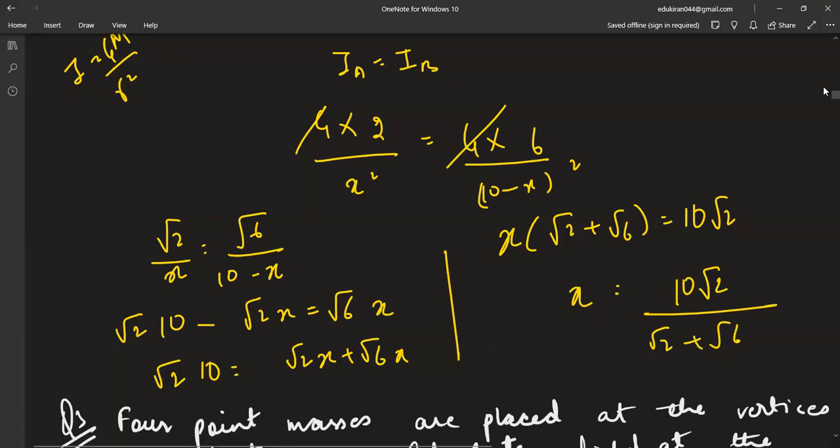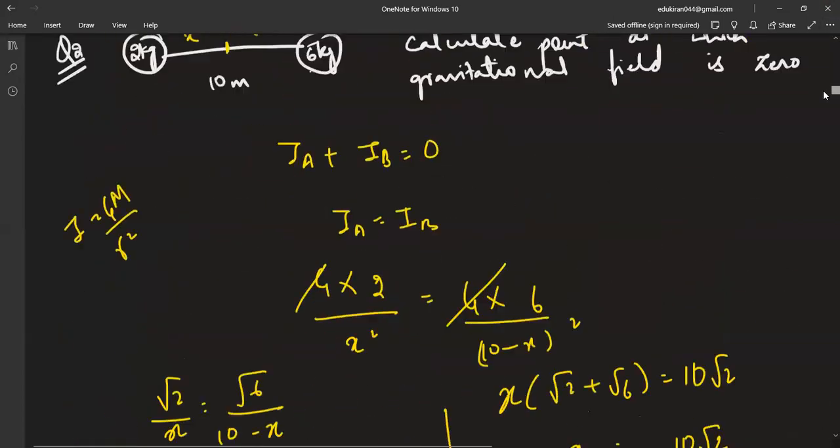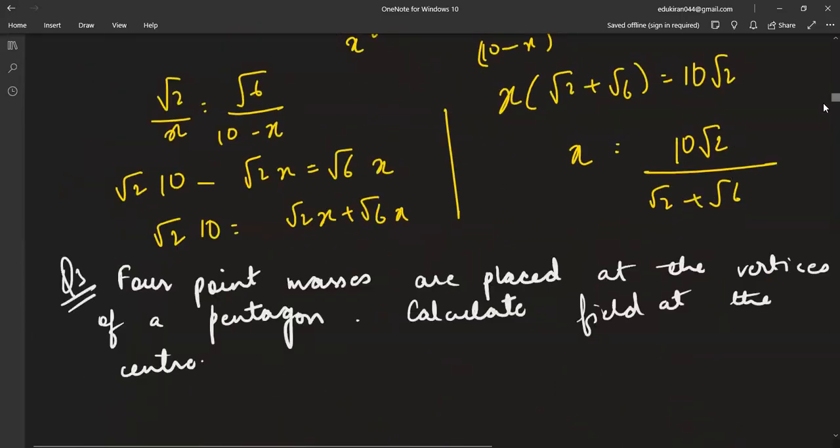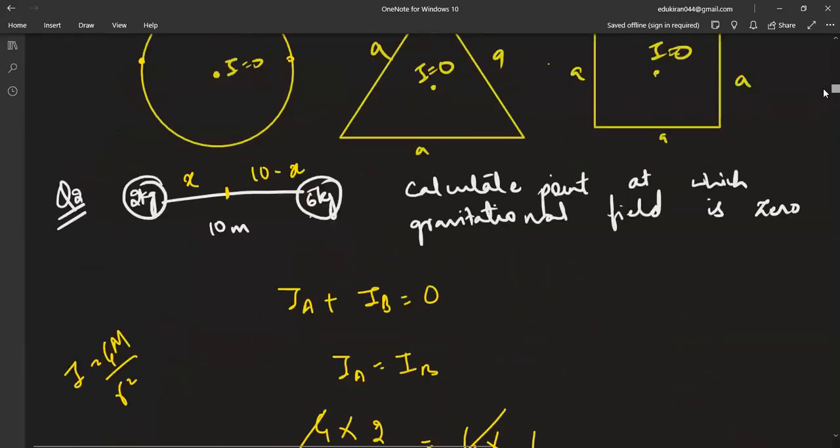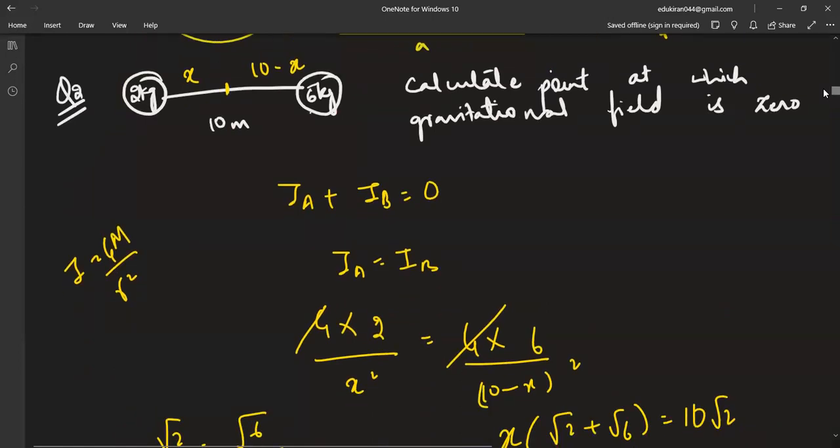So this is from 2 kg. You can subtract this. This is x. So 10 minus x will be separation from 6 kg. Specific point is asked and you can calculate that. Note down this, class. Then one more question we will see.